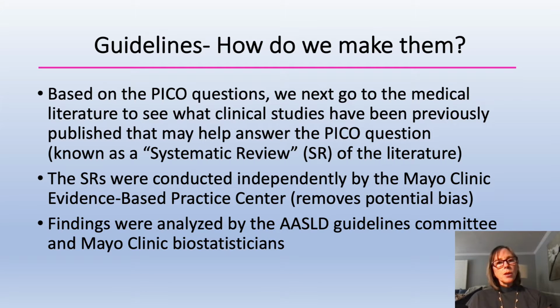So based on the PICO questions that we create, we next go to the medical literature to see what clinical studies have been previously published that may help us answer that specific PICO question. And this process is known as the systematic review of the literature. The systematic reviews were conducted independently by the Mayo Clinic Evidence-Based Practice Center. Once they had completed their systematic reviews, they then presented that to the Guidelines Committee for further analysis and the subsequent generation of the guidelines.